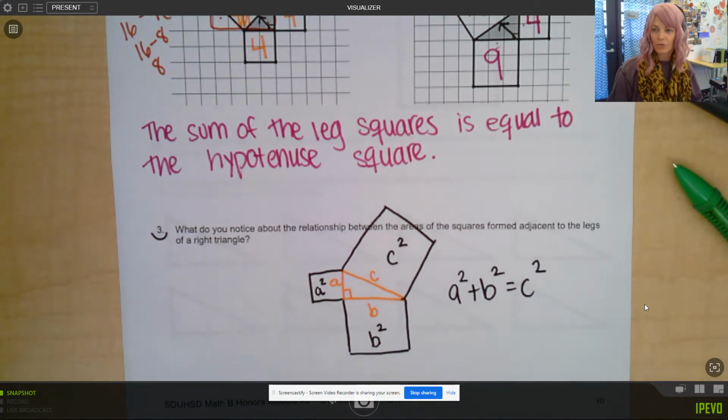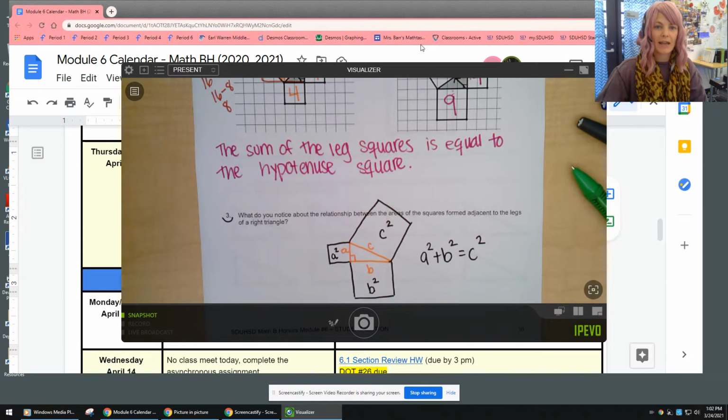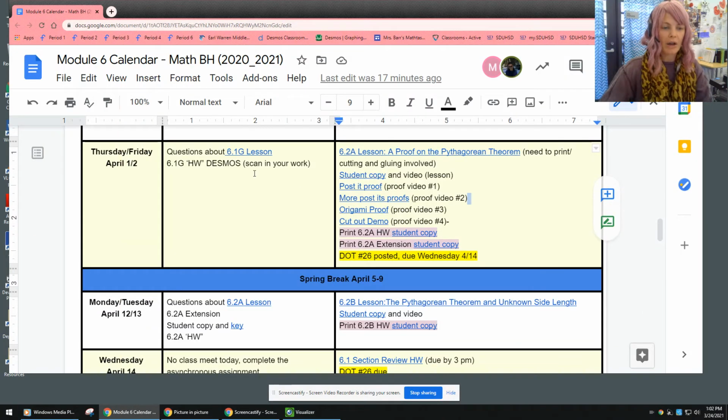We're going to look at this visually a couple different ways. Something else I want you to take a look at is on our calendar and on your Google Classroom. There's a couple of proofs. There are 4 video proofs that would be fun to watch at this time.